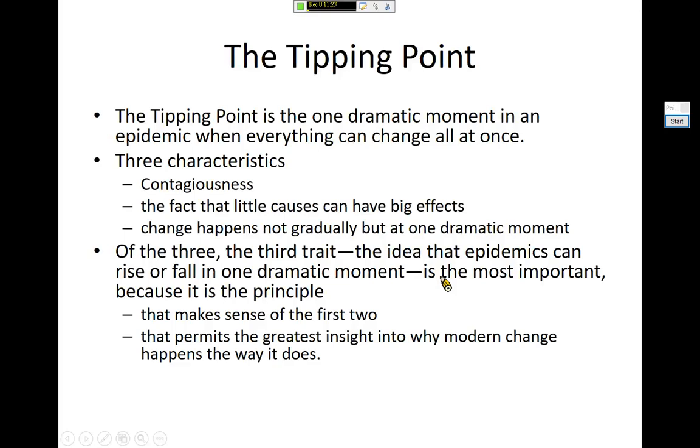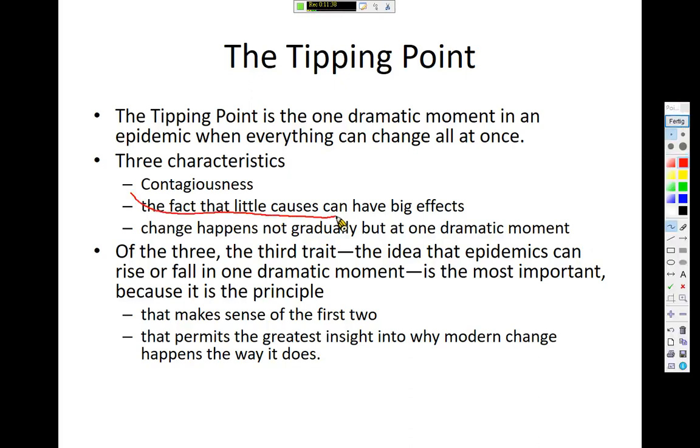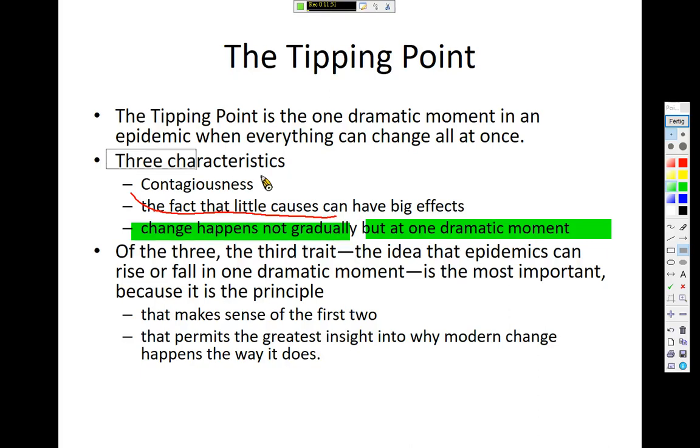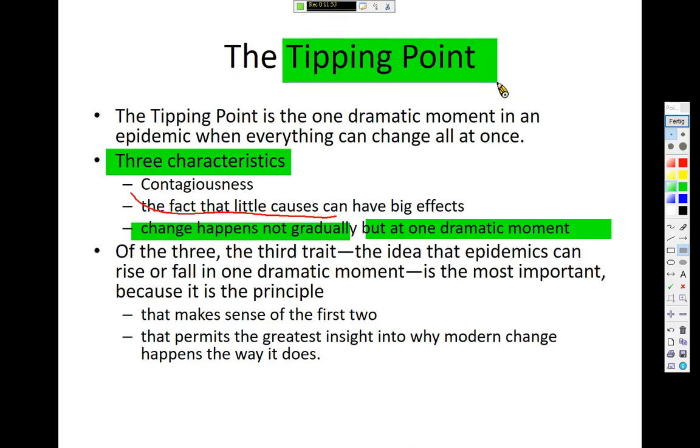So this is the tipping point. It's the one dramatic moment in an epidemic when everything can change all at once. There are three characteristics. We have contagiousness. The effect that little changes can cause big effects. And the final part is that change happens not gradually, but in one dramatic moment. So these are the characteristics of the tipping point.